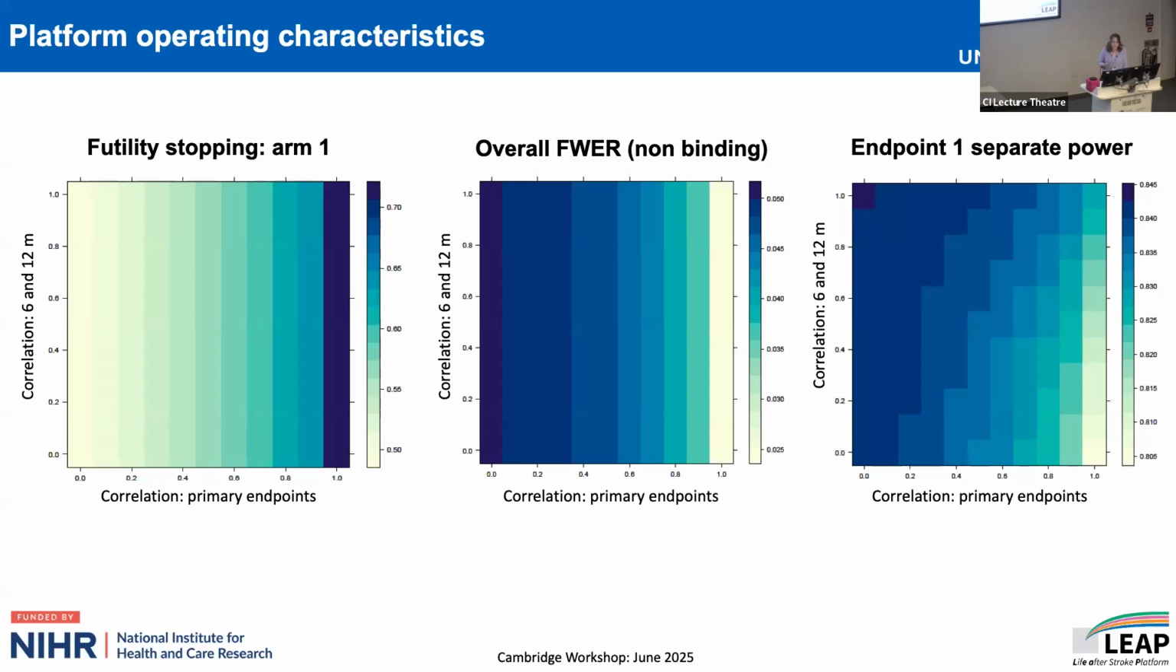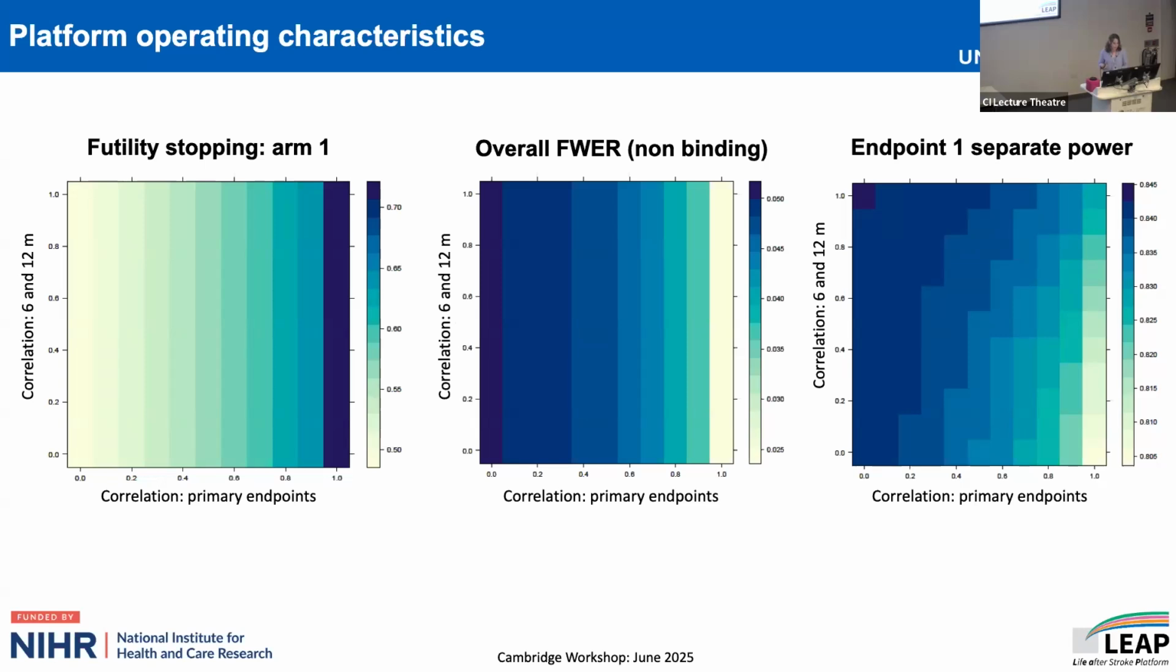And this really illustrates in the first 2 plots the negligible impact of the correlation between the intermediate and definitive outcomes, shown by that stable colour pattern moving up the y-axis. But as would be expected, we can see an increased chance of stopping for futility, represented by deeper shades of blue in the first plot, and also a lower chance of a false positive finding, represented by lighter shades in the second plot, as the correlation between our primary endpoints increases.